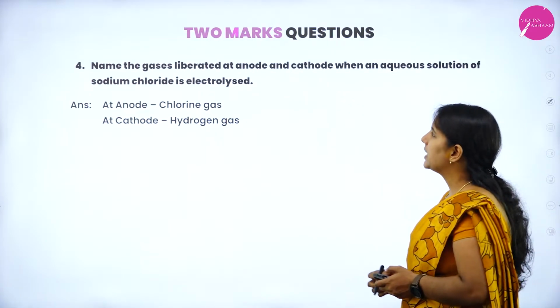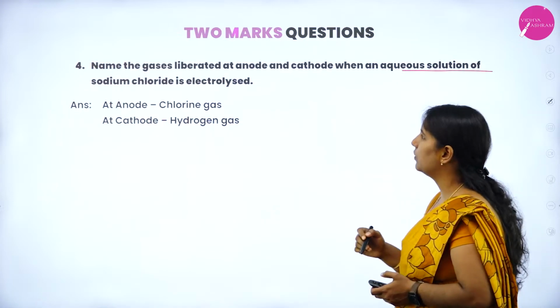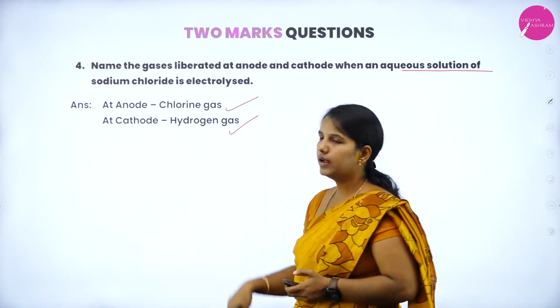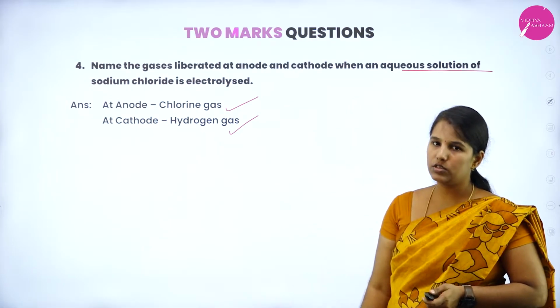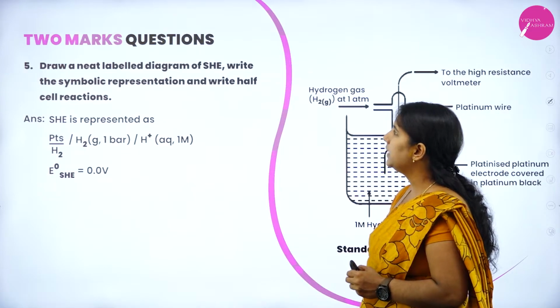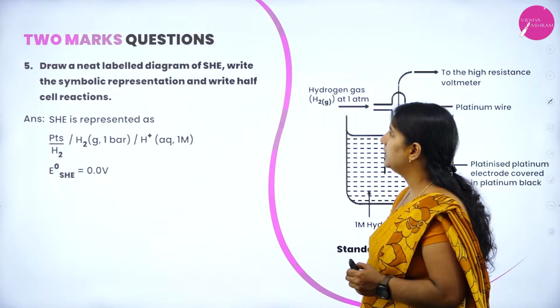Next, name the gas which is liberated at the anode and cathode when an aqueous solution of sodium chloride is electrolyzed. At the anode, chlorine gas will be liberated, and at the cathode, hydrogen gas will be liberated out. Next, draw the neat labelled diagram of SHE and write the symbolic representation of the cell and write the half cell reaction.